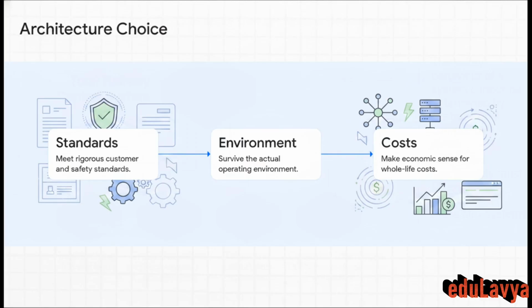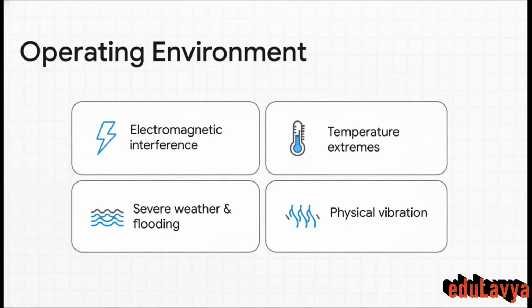To figure this out, engineers filter their architectural choices through a very strict 3-step criteria, because let's be real, you can't just pick the newest or flashiest tech off the shelf. First, the architecture has to meet strict customer standards and safety rules. Second, it actually has to survive the operating environment. And third, it has to make solid economic sense when you look at whole life costs. So it's a constant, tricky balancing act between rules, physical reality, and money. Let's zoom in on that second point for a second, the operating environment.